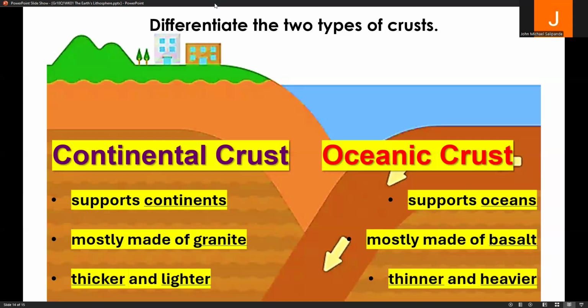So just remember the four underlined words associated with each type of crust. So for continental, supports continents, mostly made of granite, and thicker and lighter. While oceanic crust supports oceans, is mostly made of basalt and thinner and heavier.